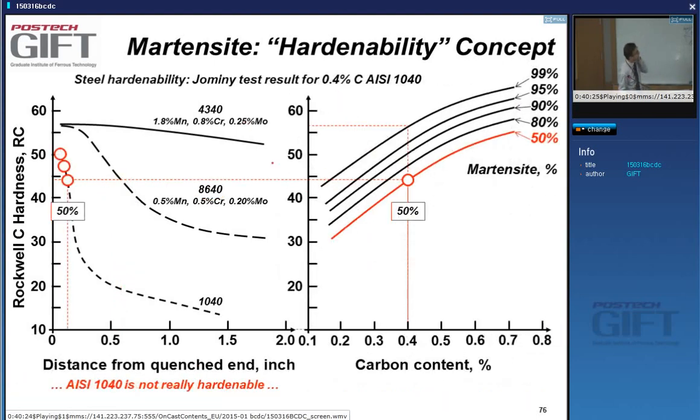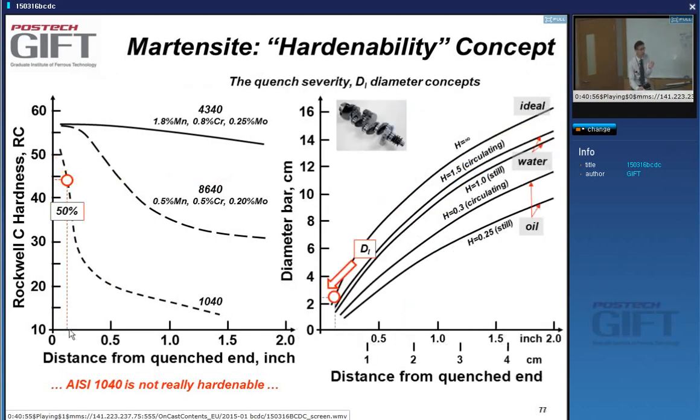Now, let's compare with the unalloyed steel that we had, 1040. This was the Jominy hardness profile. I can see here where I have 50% of martensite, that is here at this very low thickness, very, very close to the quenched end.